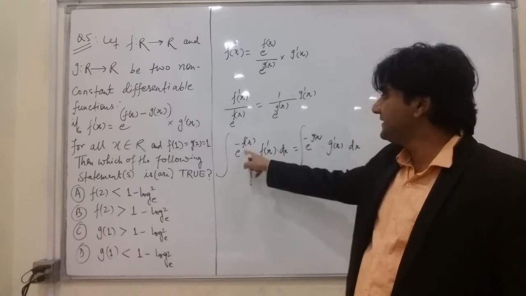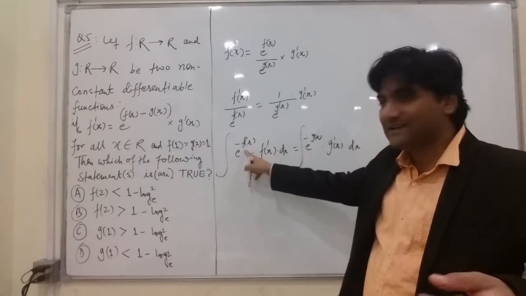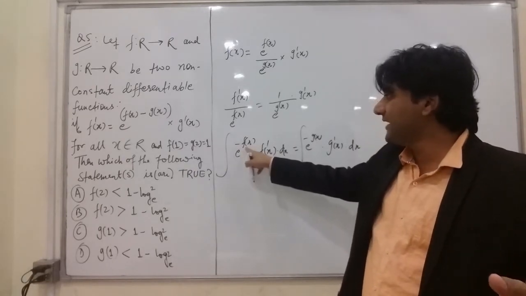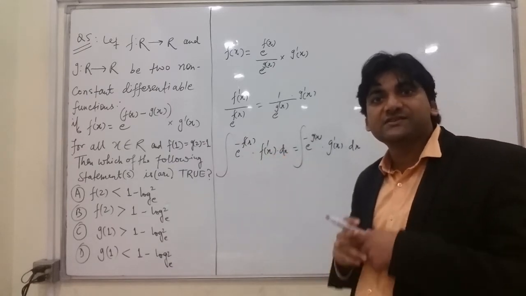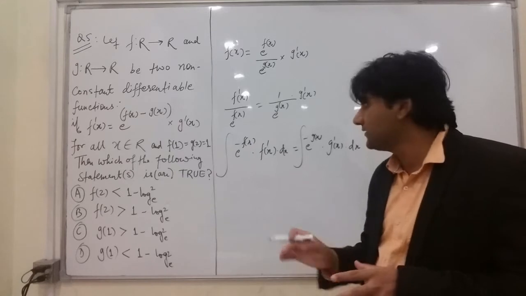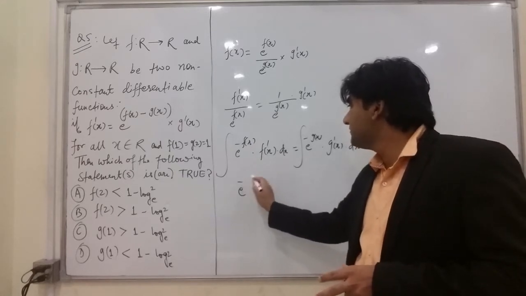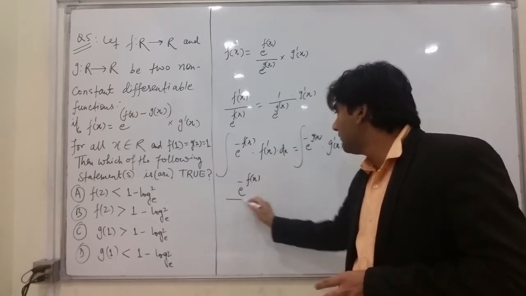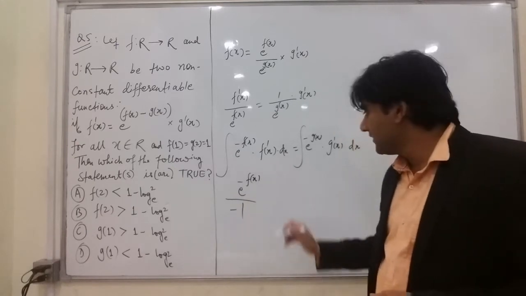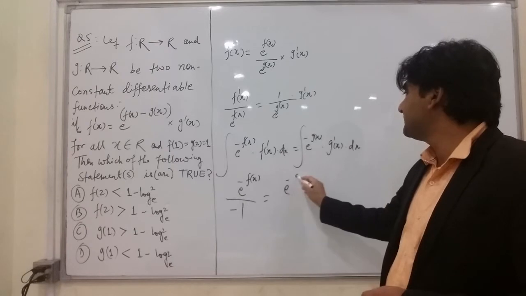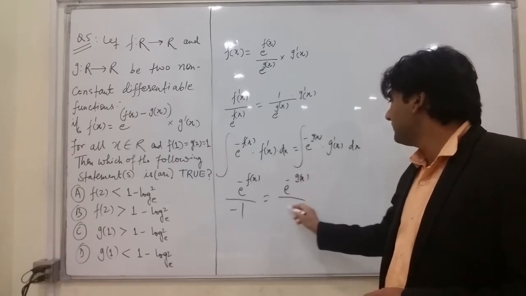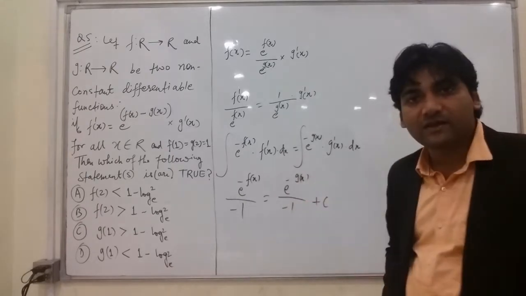So e raised to minus f(x), if you assume f(x) as t, then e raised to minus t, and this would be dt. So e raised to minus t dt, integration is e raised to minus t over minus 1. So this is e raised to minus f(x) over minus 1, equals the same thing, e raised to minus g(x) over minus 1, then plus c.